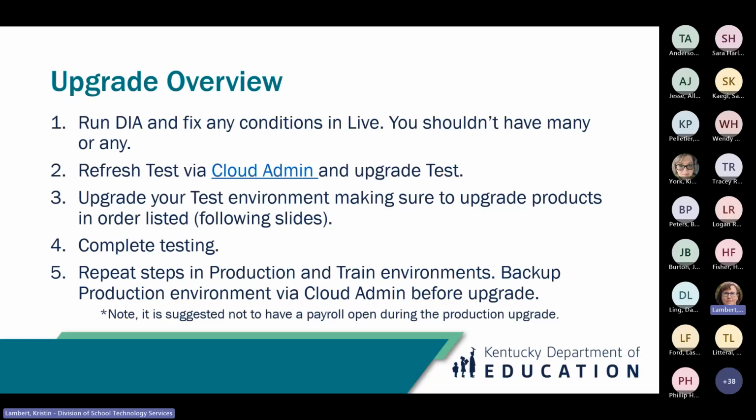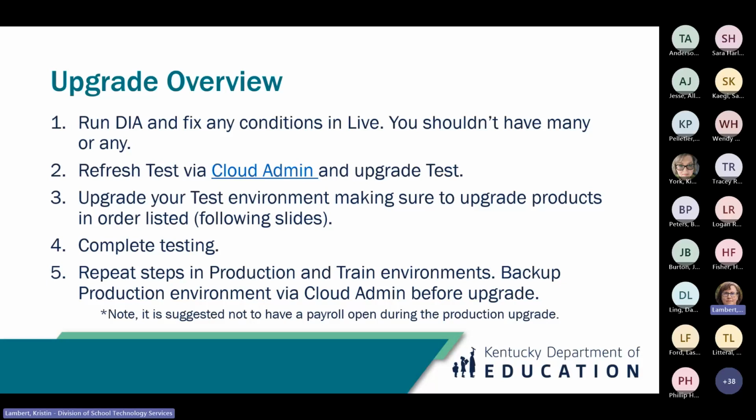High-level overview for doing your upgrade. It's the same as it's been in the past. You're going to run your DIA and fix any conditions in your live environment. Now that we're in version 2021, you probably won't see many or any conditions that need to be fixed, but it's possible, and you do need to fix those. Everything needs to be green. If it's not fixed, it will cause your deployment to fail.